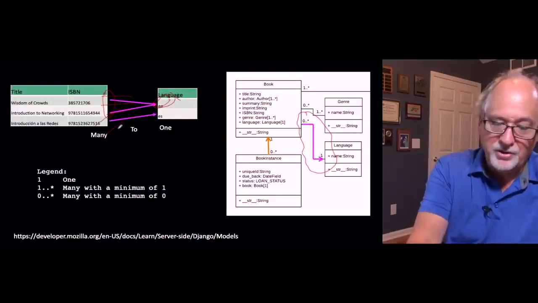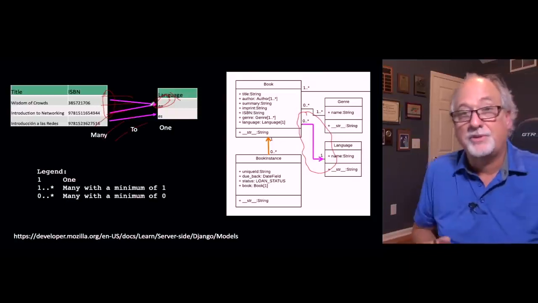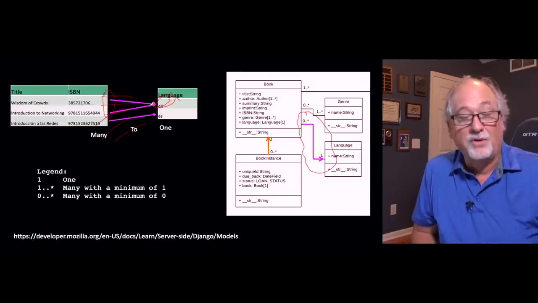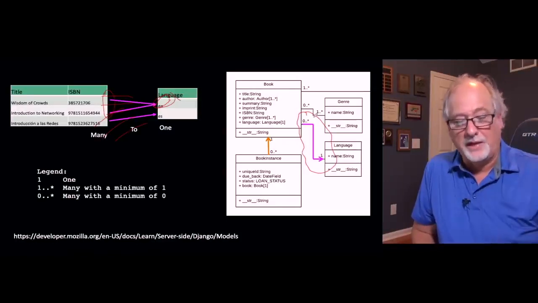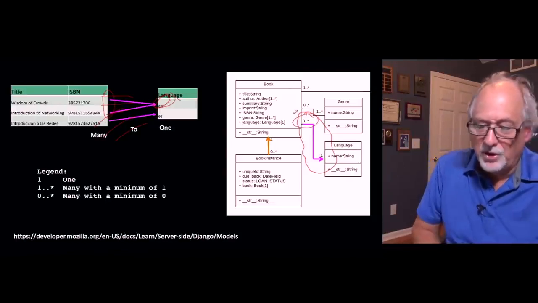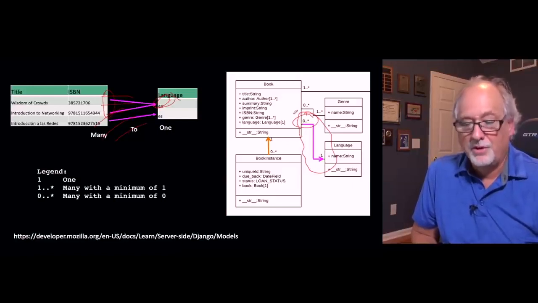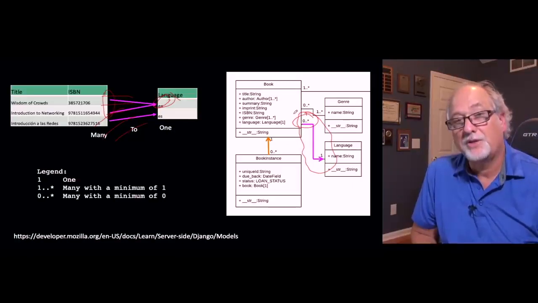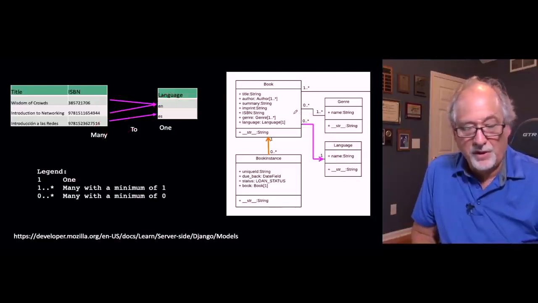So there's one language, English, and there are as many books as we want, including potentially 0 books, right? So we might have a language that has no books in our library with that language, and that's okay. So in this one, between book and language, it's okay to have 0. So 0 through infinity on the book side of the relationship and 1 on the language side of the relationship.